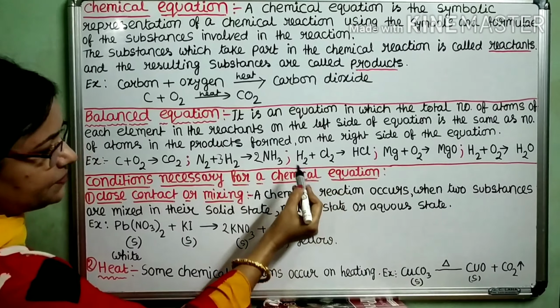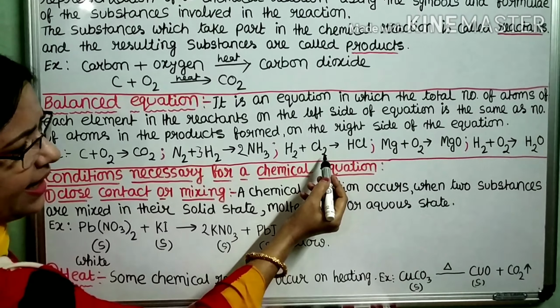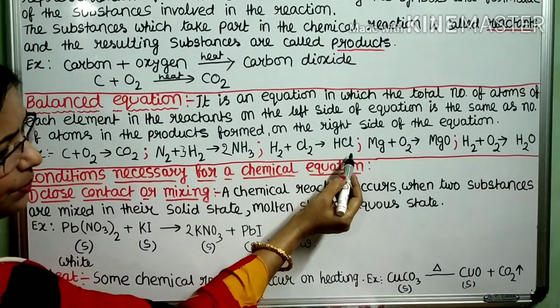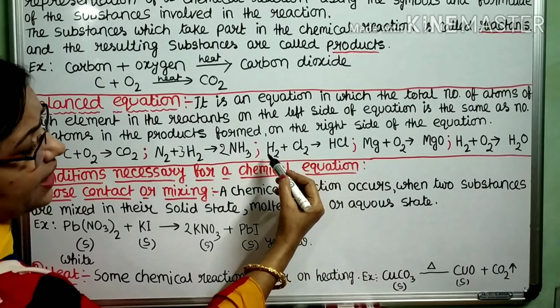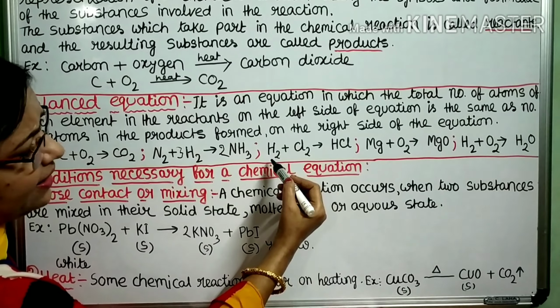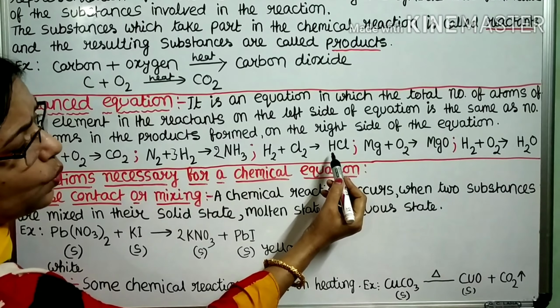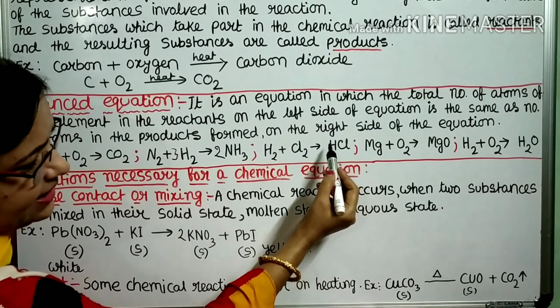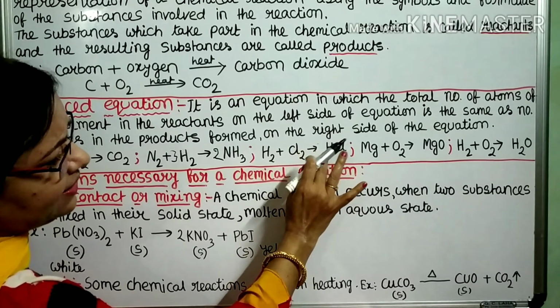Now third, when hydrogen reacts with chlorine in diffused sunlight, HCl is formed. Now it is also not a balanced equation. In case of hydrogen, here 2 hydrogen atoms are present. On the right side, here 1 hydrogen atom is present. So I am writing here 2 for balancing the equation.